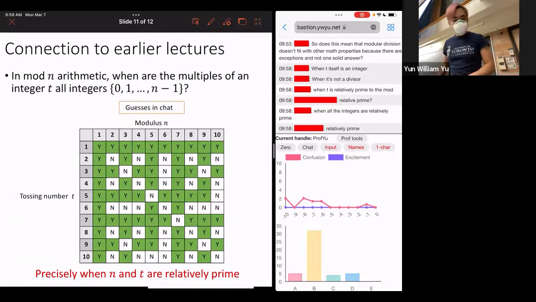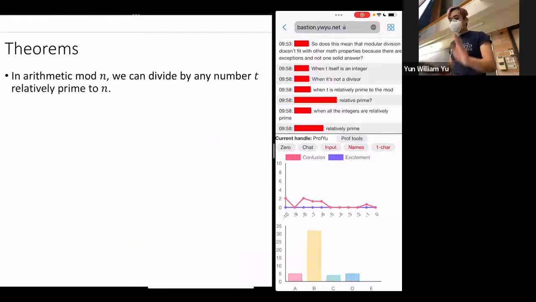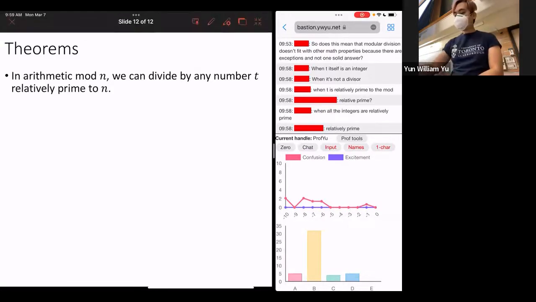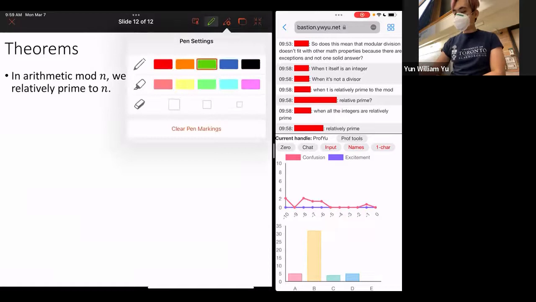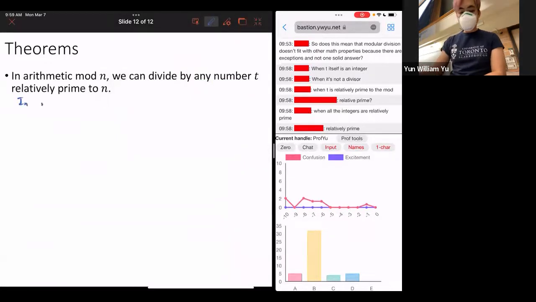Okay, so notice that in arithmetic mod n, that means we can divide by any number t that's relatively prime to n. So, in mod 6 arithmetic, you can only divide uniquely by 1 and 5.